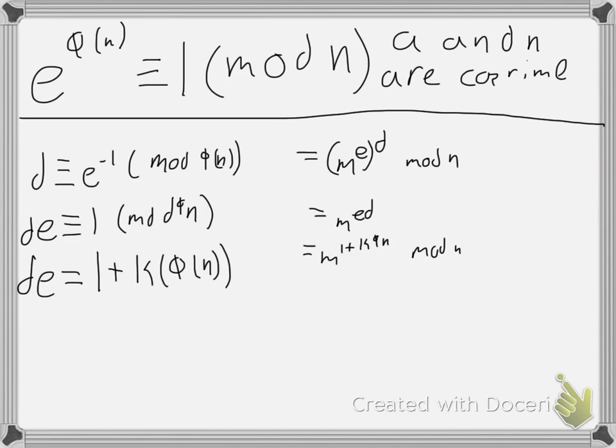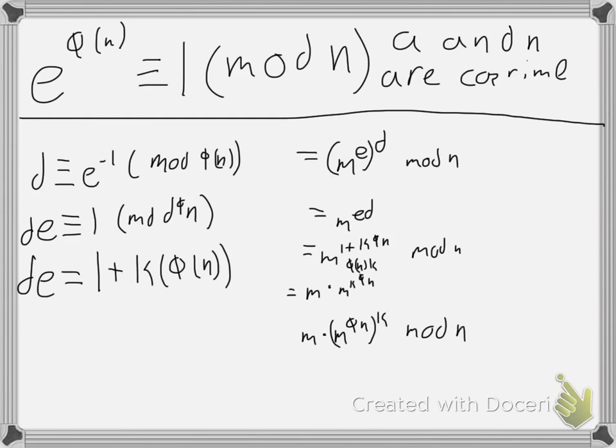So if we expand this, we can expand this to m times, because of that addition in there, m to the k phi n. I'm going to swap these terms around to m to the phi n k, and you'll see why in a moment. You expand this even further to m times m to the phi n to the k in our mod n system.